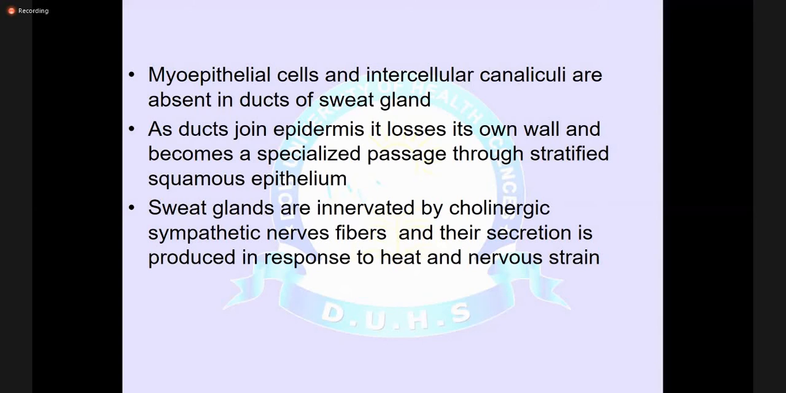As the duct joins the epidermis, it loses its own wall and becomes a specialized passage through the stratified squamous epithelium. They are innervated by cholinergic fibers, and their secretion is produced in response to heat and nervous strain.